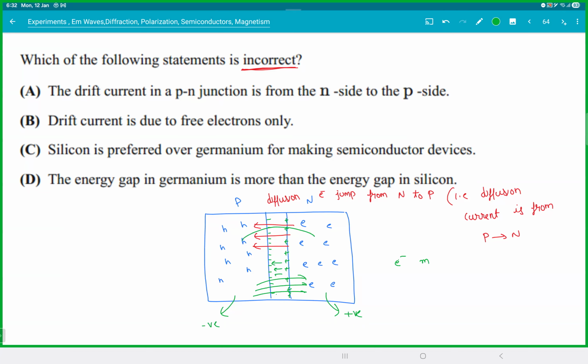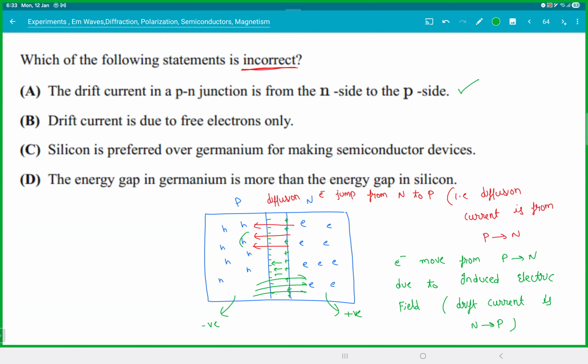So now there's a continuous flow. Electrons are jumping here, the field is pushing back. Electrons are jumping here, the field is pushing back. They reach a steady state. At some point, the diffusion current becomes equal to the drift current. So electrons move from P to N due to the electric field. This is called drift current due to the induced electric field. So the drift current is from N to P.